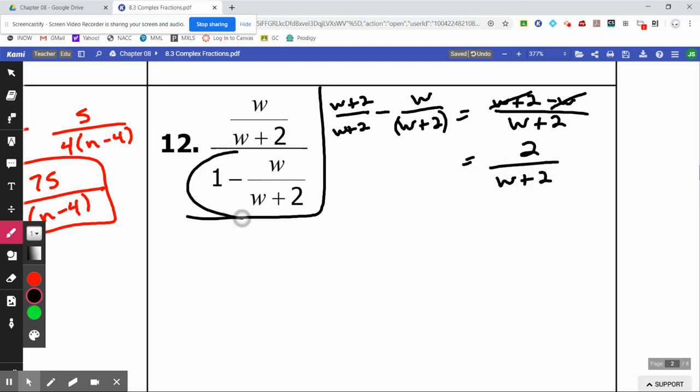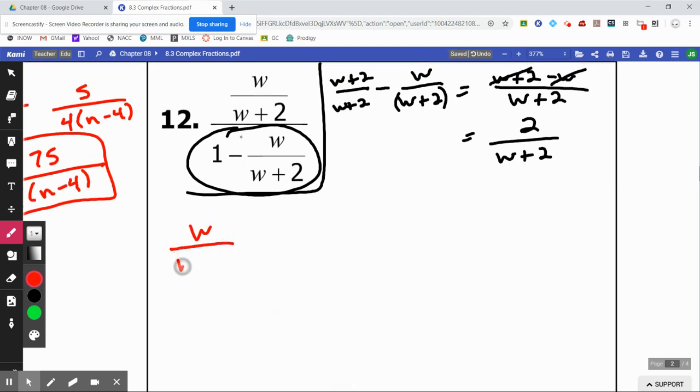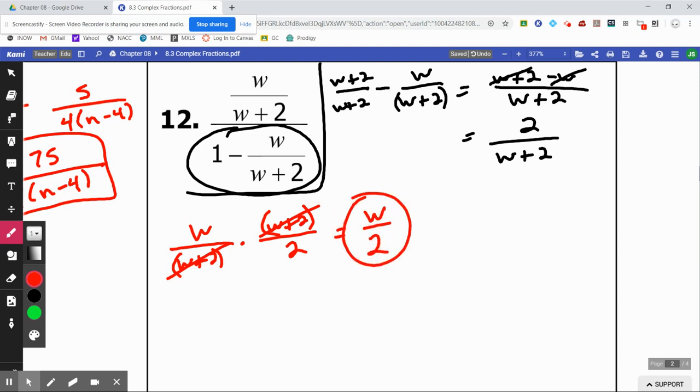That is the bottom. So now we're going to do the top, w over w plus 2. To divide by the bottom, you're going to do times the reciprocal of the bottom, which is w plus 2 over 2, excuse me. The w plus 2's cancel out and leaves you with a w on top and a 2 on bottom.